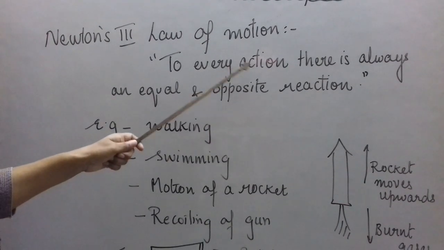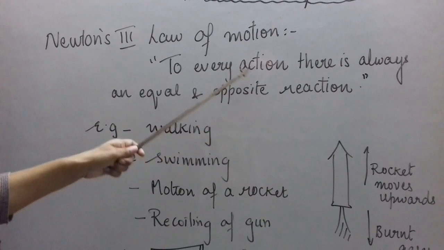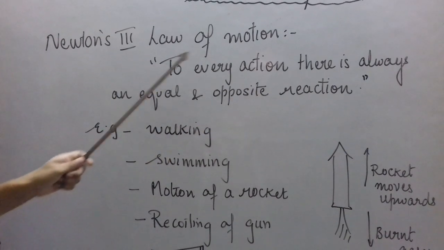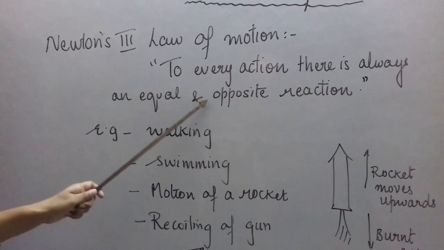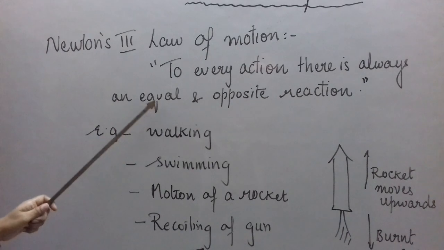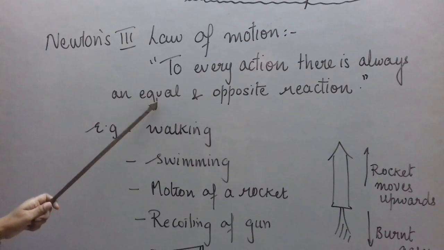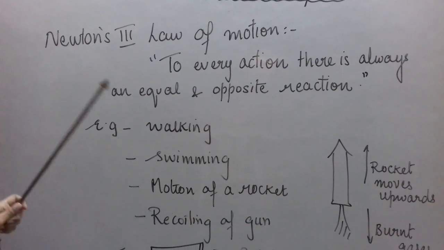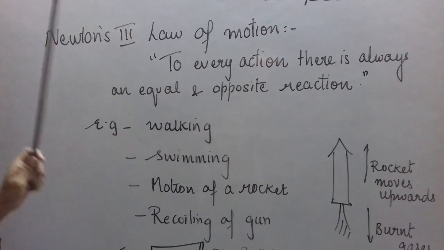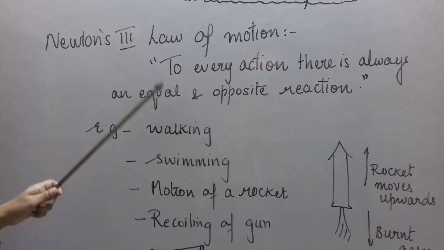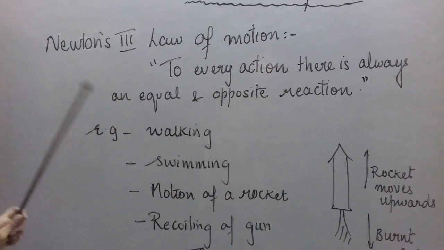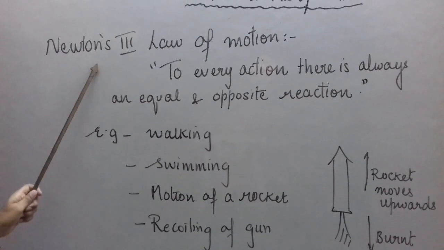So here action and reaction are nothing but forces. To every action there is always an equal and opposite reaction. So here we know that a single force never exists. Whenever a force is applied by any body, at the same time the other body applies an equal and opposite force on it. Okay? For example, let us try to understand this law.